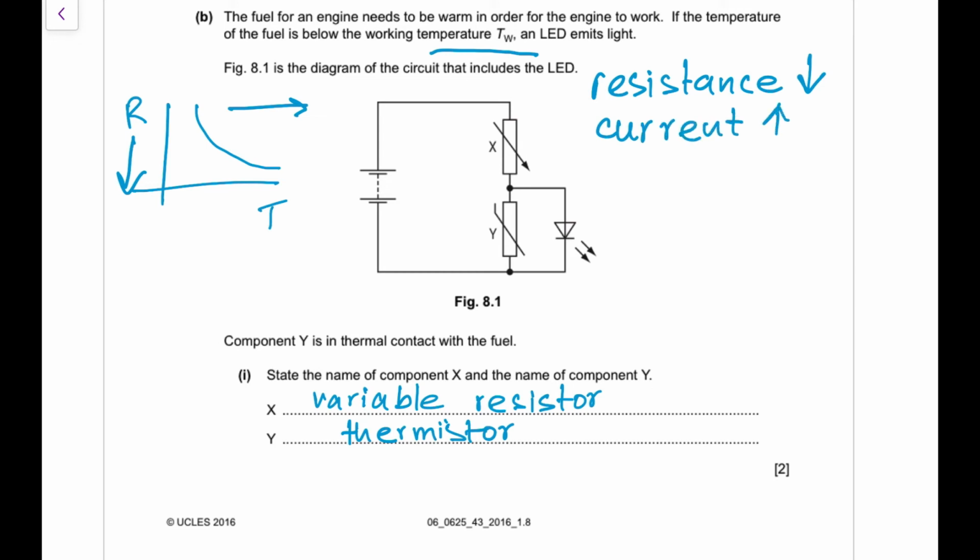Current through all of the components in a series circuit is the same. However, because the resistance of Y, the thermistor, is going to decrease, that means the potential difference across the thermistor and the potential difference across the LED is going to decrease.